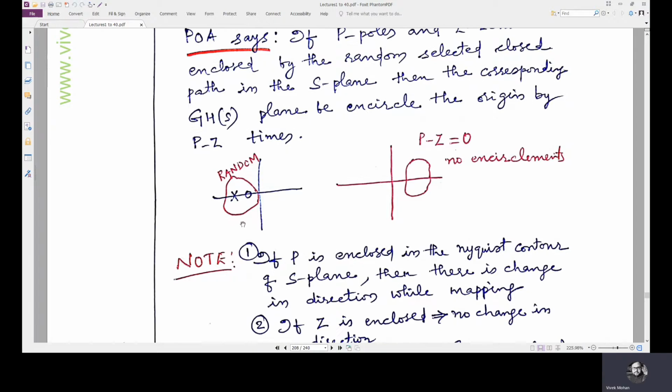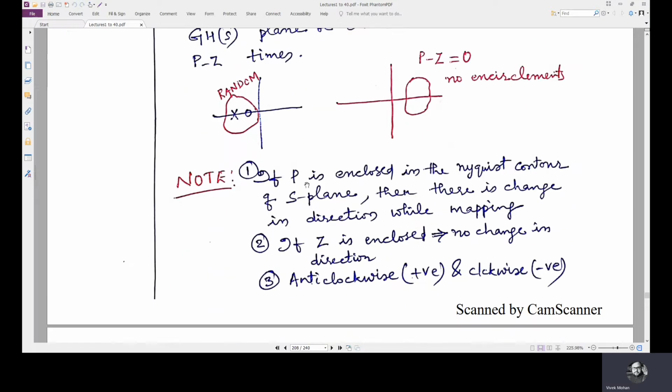So this is a randomly chosen contour. Similar to this, we have another contour here. But P minus Z is here: P is 1 and Z is 1. The number of poles is 1 and the number of zeros is 1. So P minus Z is 0. So there is no encirclement around the origin in the W plane.